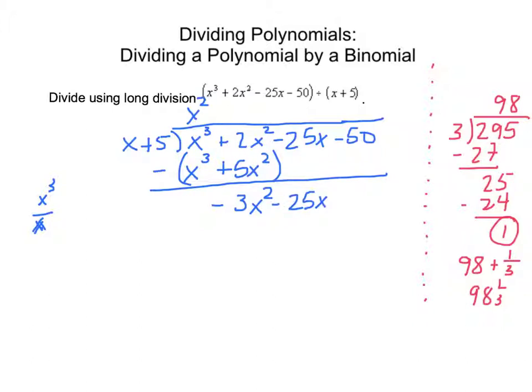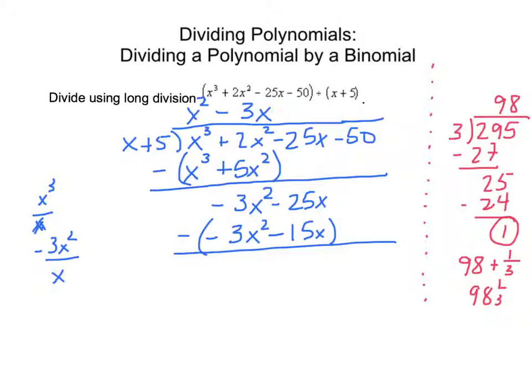Now we look at how many times x goes into minus 3x squared. I'm just going to go in minus 3x times. So that would be the minus 3x squared over x, and that gives you minus 3x. Now multiply it through. Minus 3x multiplied through the x plus 5. It's going to be minus 3x squared minus 15x. Put it in parentheses, subtract.